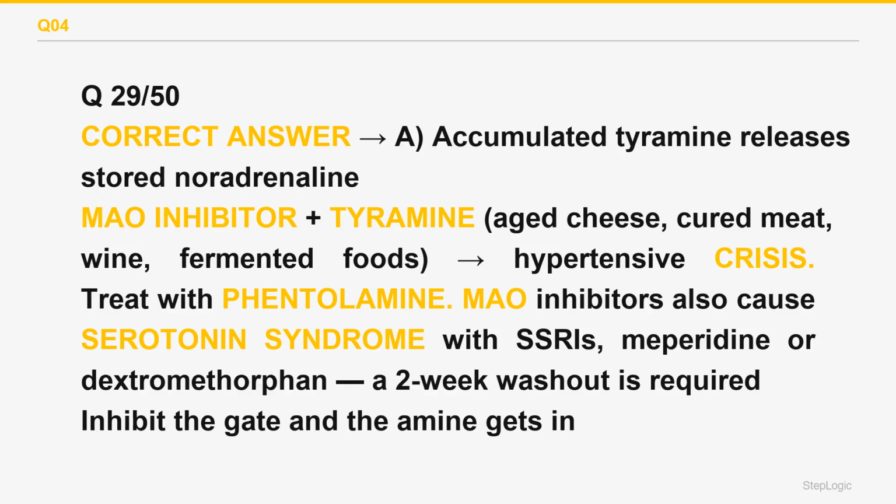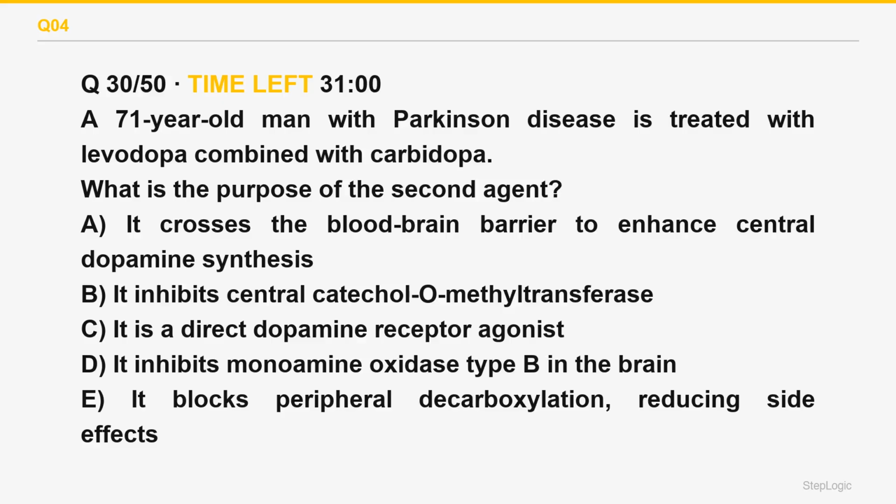If you see hypertensive crisis after cheese, think tyramine and a monoamine oxidase inhibitor. What is the purpose of the second agent? A 71-year-old man with Parkinson's disease is treated with levodopa combined with carbidopa.